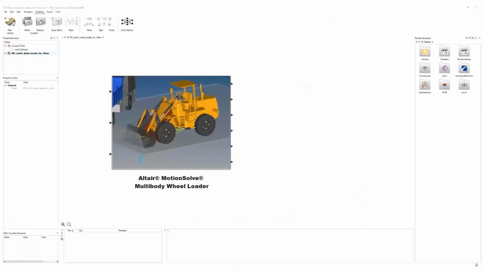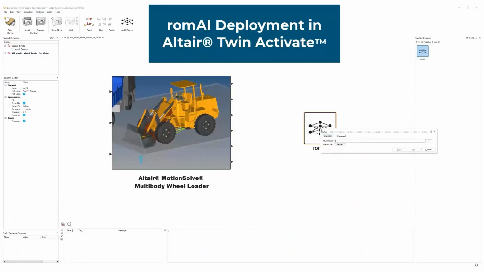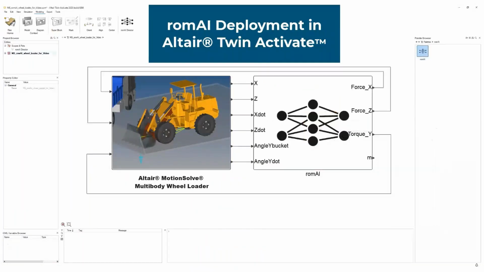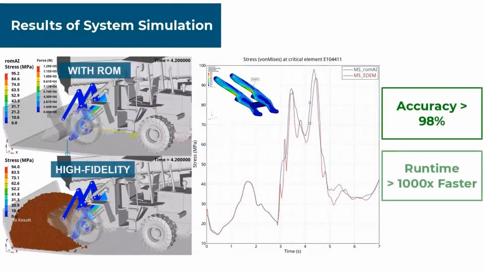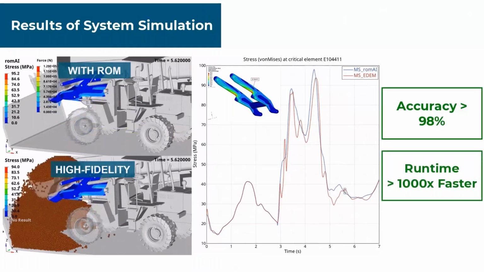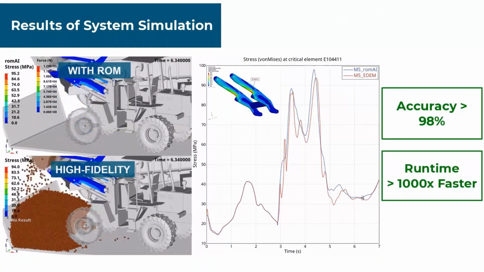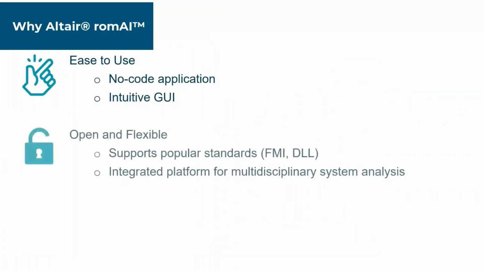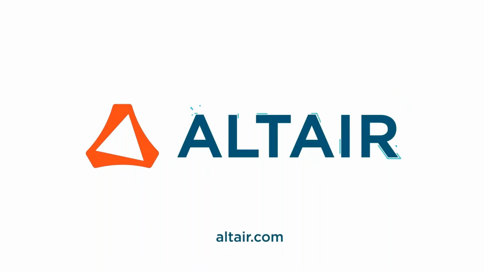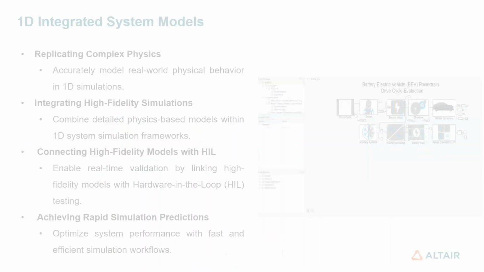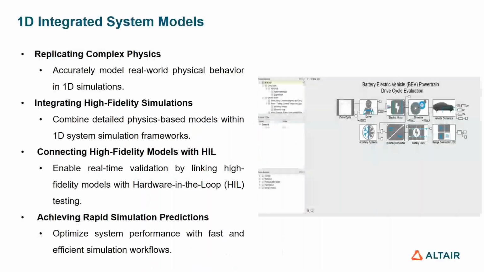Within that Activate window, you can see this ROM AI, where you are going to use the reduced order model technique, connecting to the high fidelity model. So what happened is the runtime is much faster when you compare the high fidelity with ROM. It will take less time. So 1,000 times faster, I can say. So that is the advantage of ROM AI. You can see it is very easy to use. 1D integration system models using Activate, you can do it.